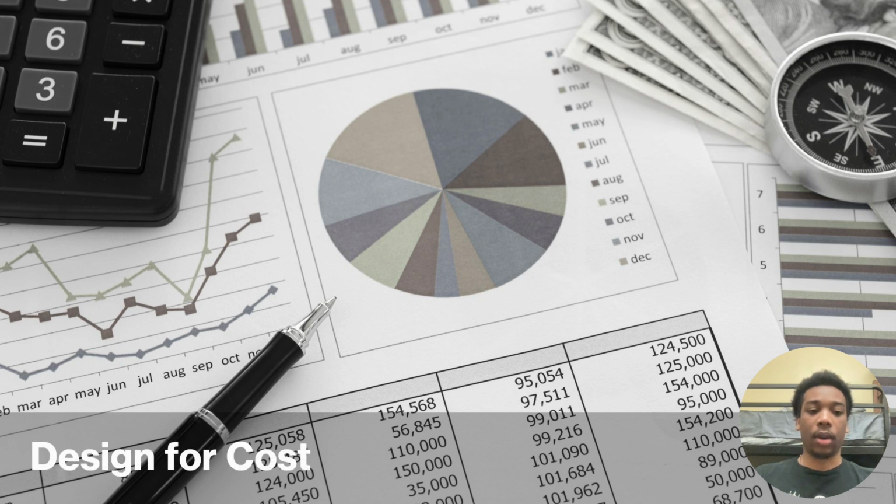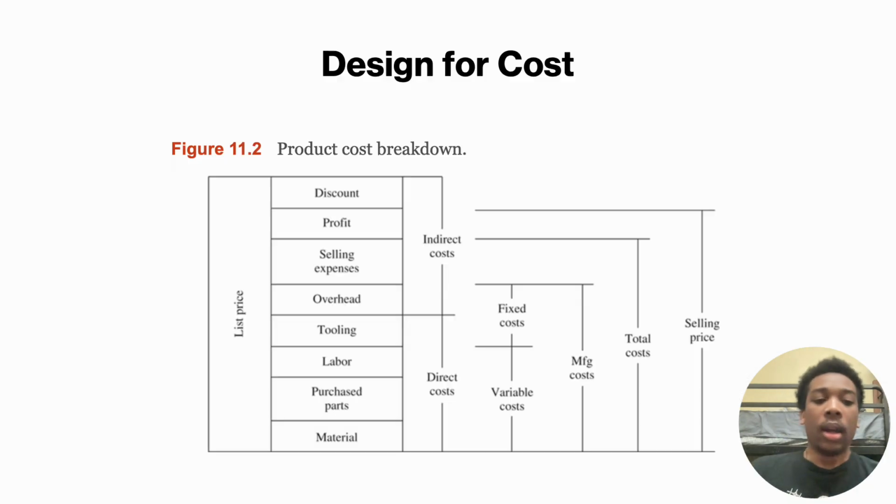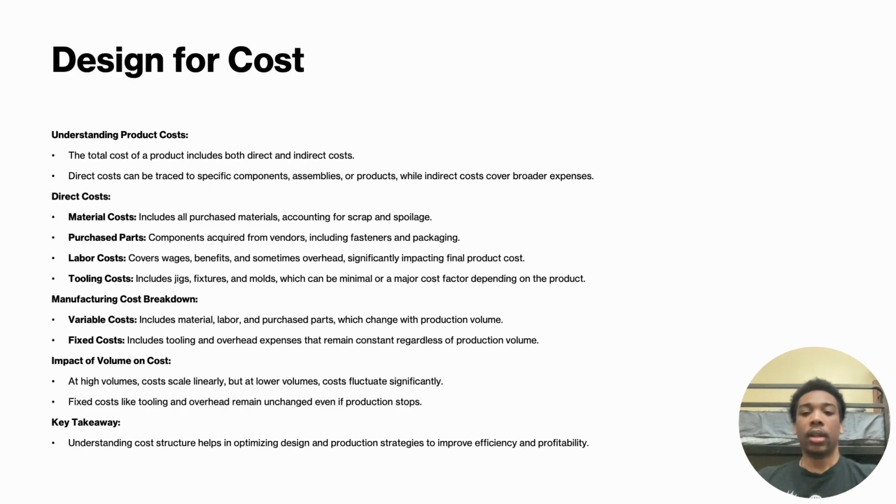And finally, you have design for cost. When you're designing for cost, there's a lot of cost that goes into designing something, right? There's material, purchase parts, labor, tooling, overhead, and all these can be broken down like this, but they all add up to the total list price for the material, right? The total list price includes the profit from the material, and not just the cost it takes to make it, right? This is the entire product cost breakdown.